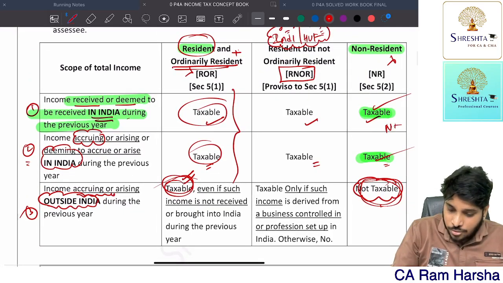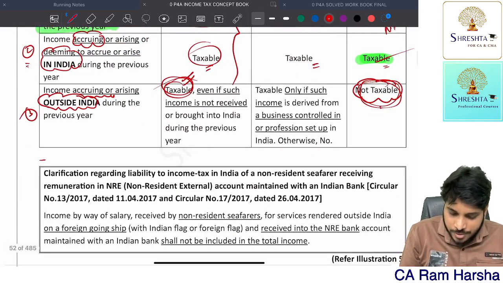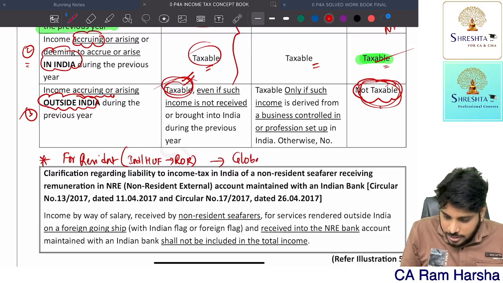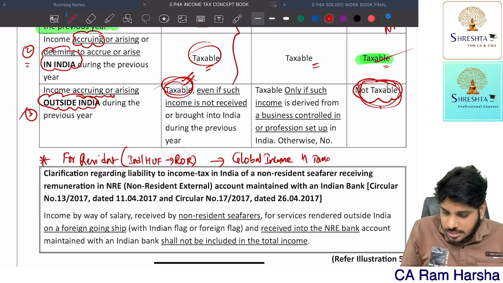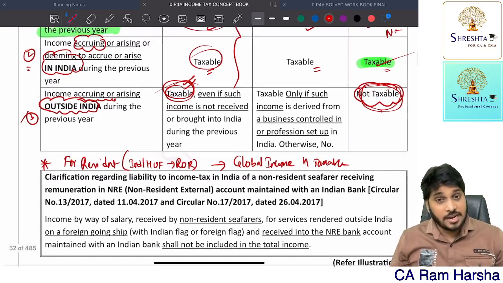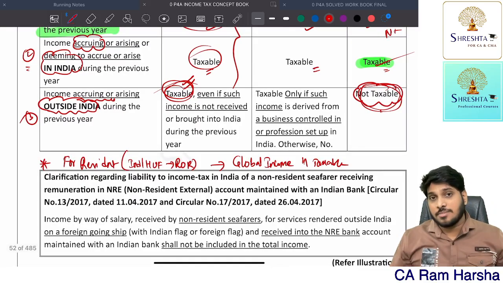You can make a note. Star mark, you put it. So for residents, in case of individuals and HUF, we use the word ordinarily resident. Global income is taxable. What is the logic? Global income is taxable. Getting it? So for a resident and ordinarily resident, global income is taxable.